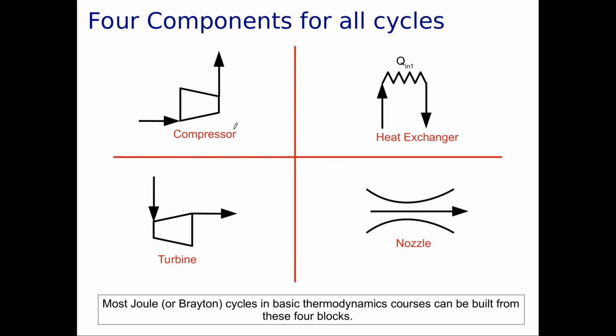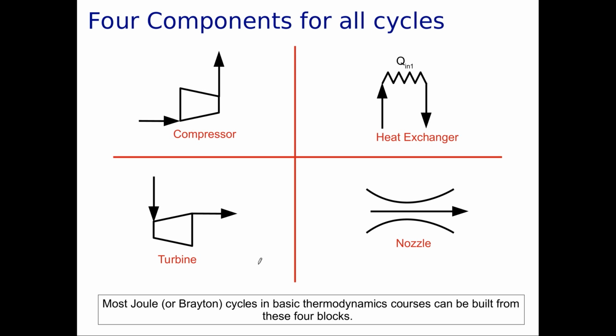The compressor is a device where you have a work input and it raises the pressure and temperature of the fluid. In a turbine, you have a work output and it drops the pressure and temperature of the fluid. A heat exchanger exchanges heat and it raises or lowers the temperature of the fluid going through it, depending on whether it's a heater or a cooler. And finally you have the nozzle, which takes a high pressure and temperature flow and accelerates it, so you get an increase in velocity. This is a very useful way of producing thrust.